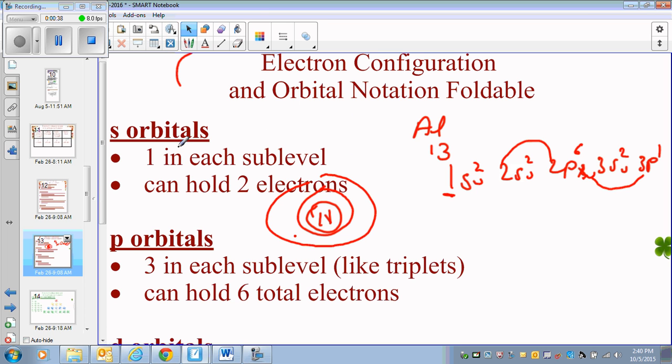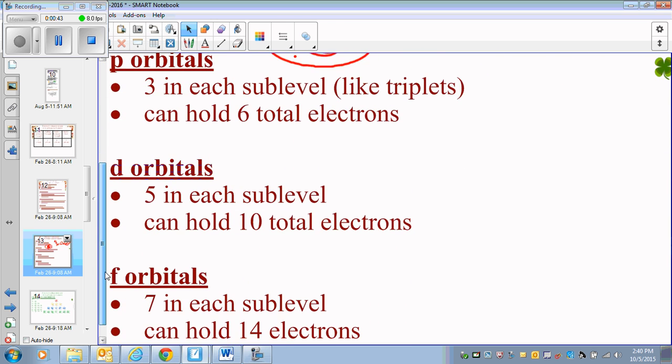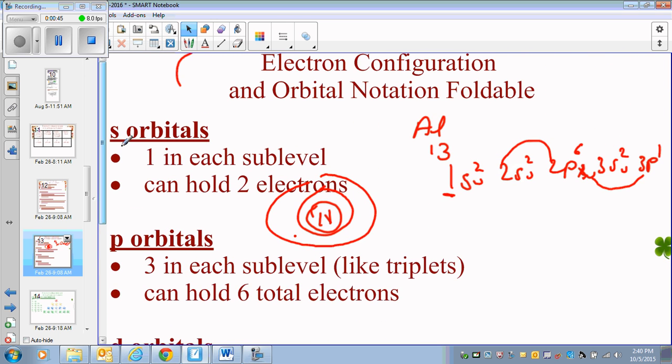We learned on this page that S, P, D, and F are the orbitals. S has only one orbital, and you can put 2 electrons in it in opposite direction. P has 3 orbitals in it, and according to Hund's rule, you have to divide electrons equally before you pair them up. So P can take 6 electrons, and all those 6 electrons are divided into 3 orbitals, 2 each.